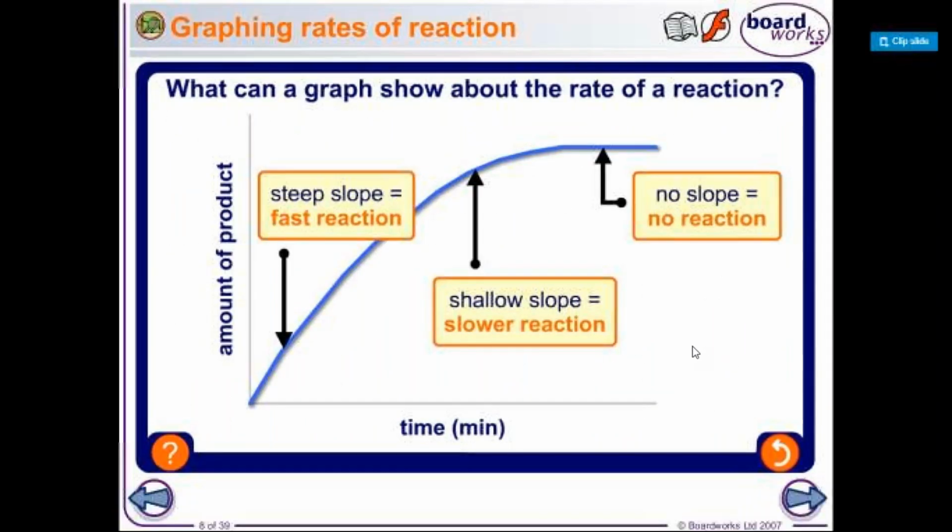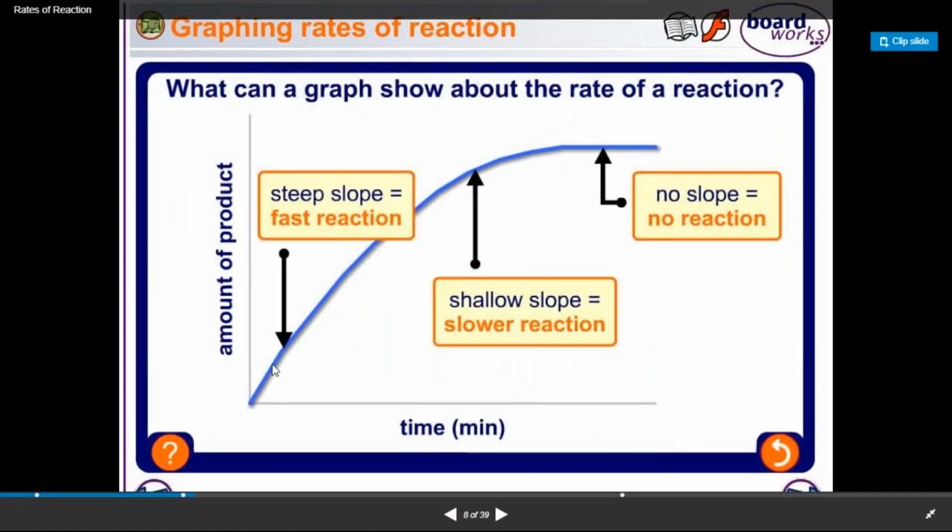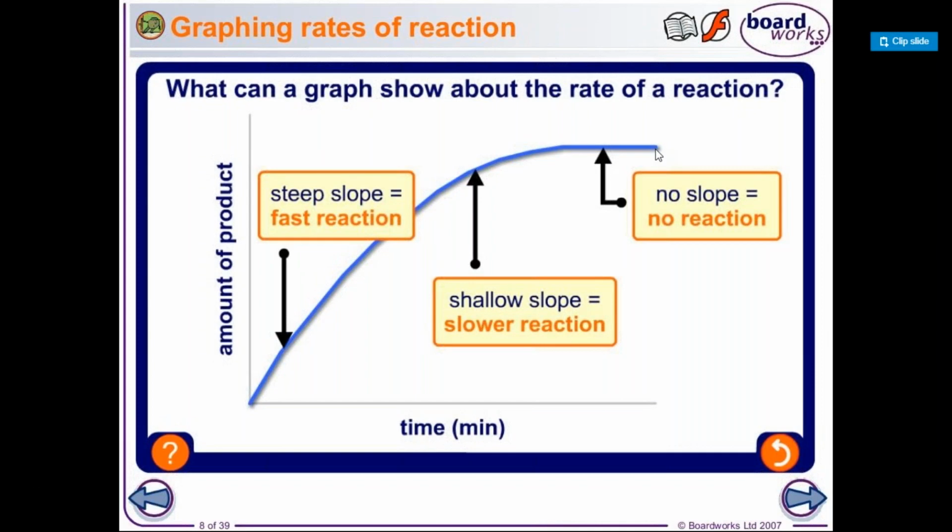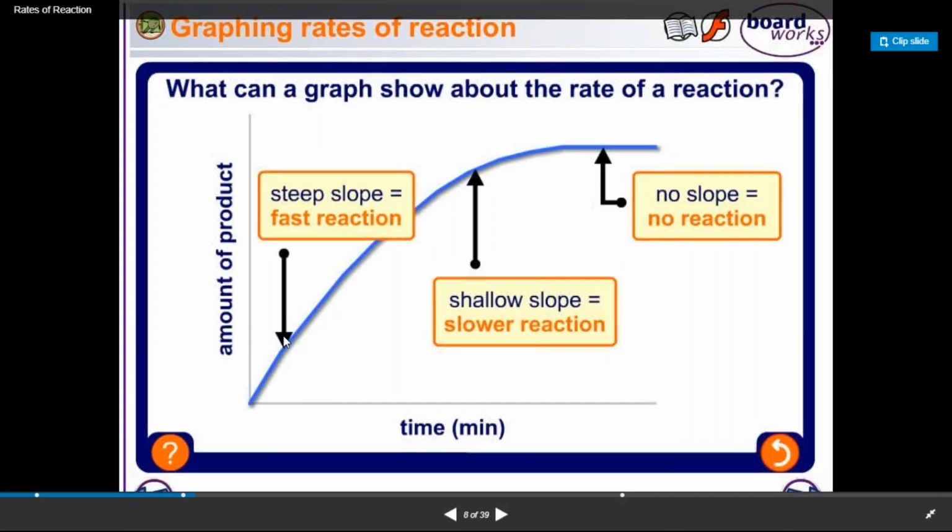We can show it in a graph as well. According to the graph, at the initial point, the amount of products is 0, but the amount of reactants is higher. As you can see, after a while, the reaction stops. It's due to the fact that there are no more reactants to react with each other anymore. The steep slope shows us the fastest reaction. The shallow slope shows us a slower reaction. And when it's constant, no reaction happens.